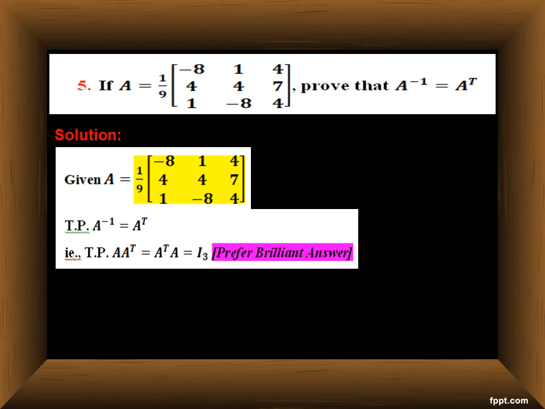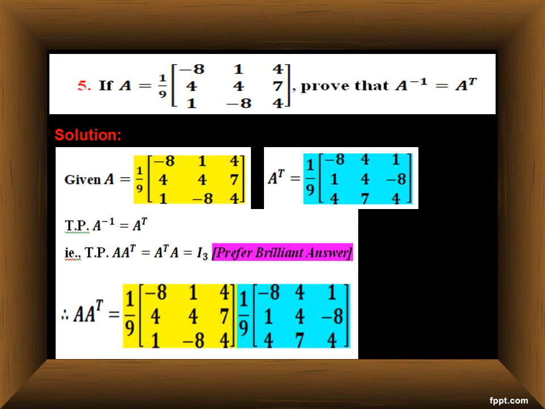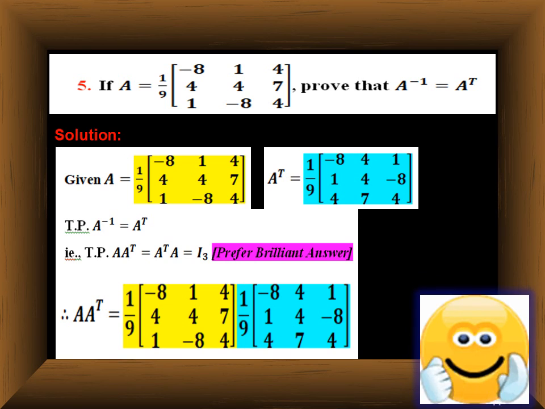I prefer the brilliant method. For this we need to get A transpose first. You know how to get the A transpose. The 1 by 9 is common to all the elements, so we keep that 1 by 9 as it is and transpose the given matrix. The rows and columns interchange, so I get A transpose equal to 1 by 9 into minus 8, 4, 1, 1, 4, minus 8, 4, 7, 4. Now by definition, I substitute the values of A and A transpose and try to get the product.